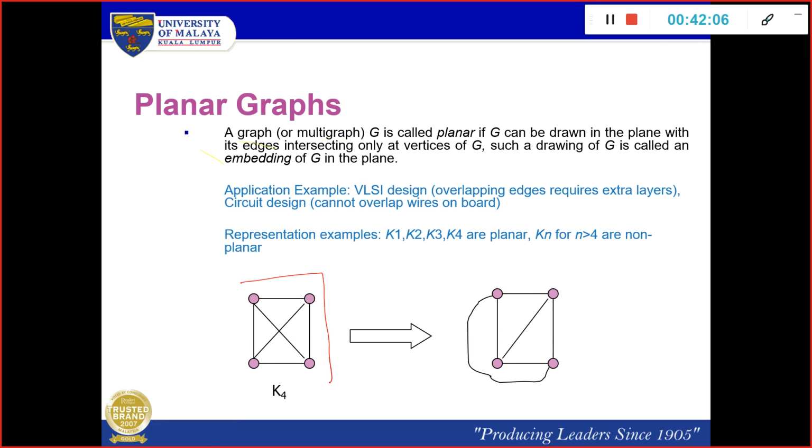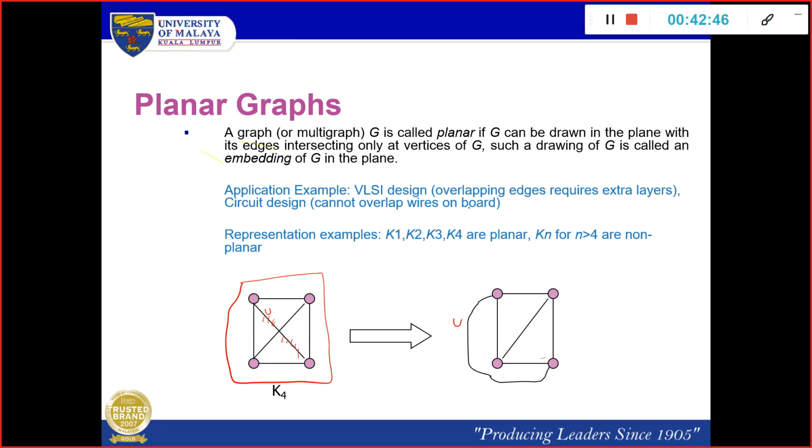You have a K4 graph. Let's say you remove this edge here. Let's say this is the edge U, so you remove U here. So you can get a graph where the edges do not intersect or overlap with each other. You can see all these edges are not intersecting with any other edges. If you move this to this U, it's a planar graph.